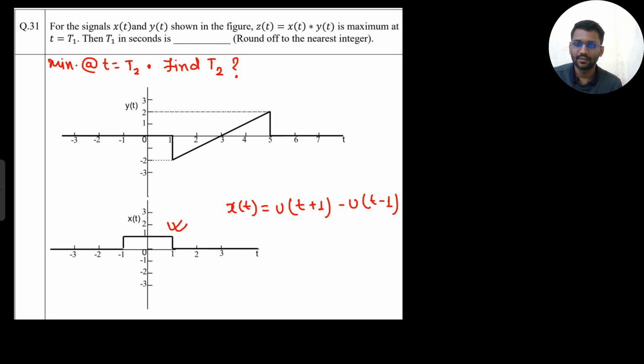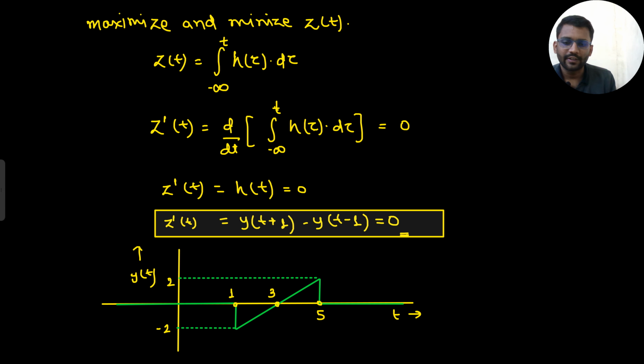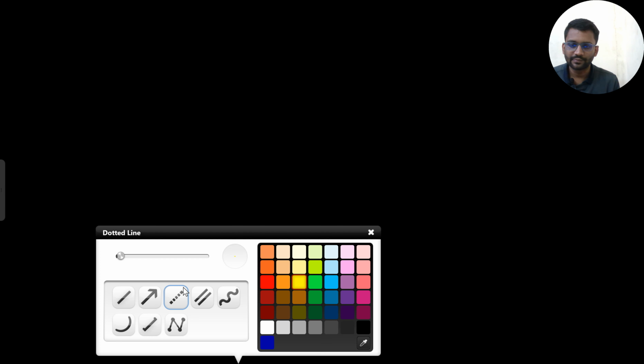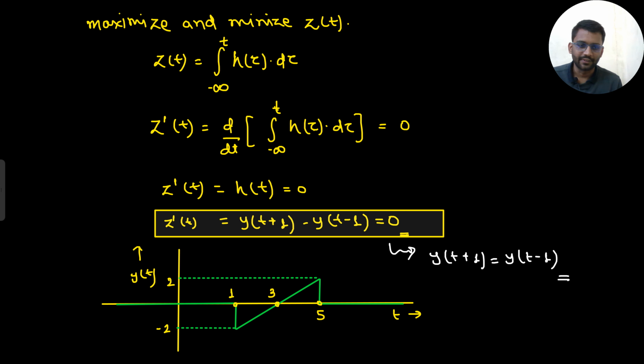What was our y of t? Okay, let me pause the video and draw it. So this is our y of t. From here we understand one thing, that our z dash of t will be maximum or minimum at this condition: y of t plus 1 minus y of t minus 1 is equal to 0. That means y of t plus 1 is equal to y of t minus 1. This is the condition. So let's draw the graph of y of t plus 1 and y of t minus 1 and see where they cut. On one page only we will draw the graph. t plus 1 means left shift.